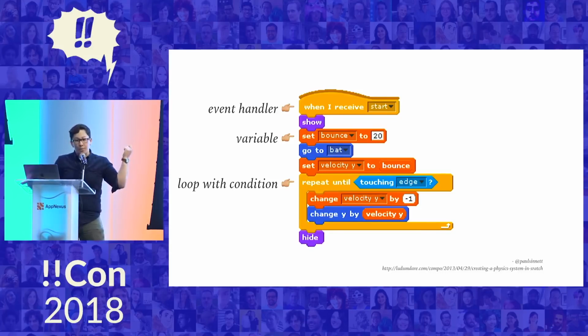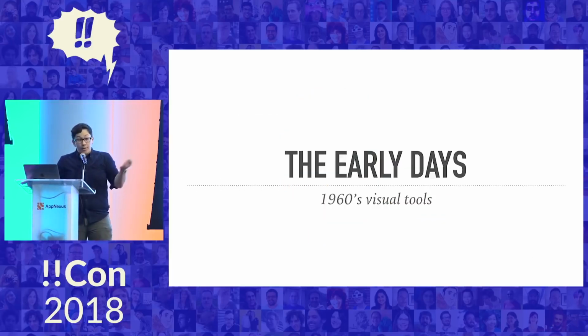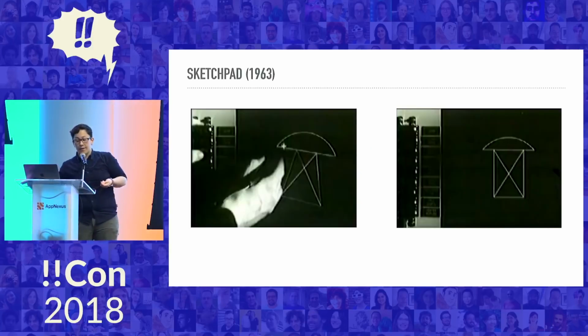So the program that you're looking at up here is a very simple physics engine, and it kind of looks like a toy, but you can use this to write real programs. So that was 2002, but this idea actually goes way, way back to the 1960s. The first good example we have is Sketchpad from 1963. This ran on something called the RAND tablet, and it used this light pen as input.